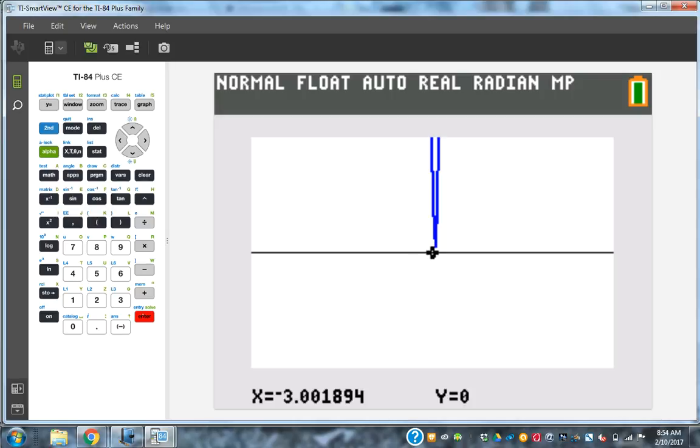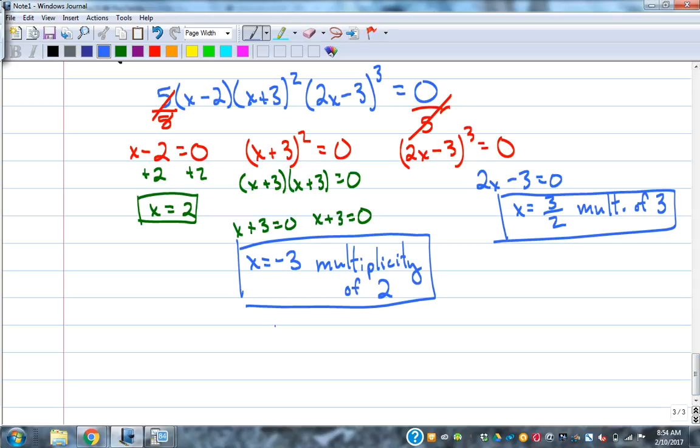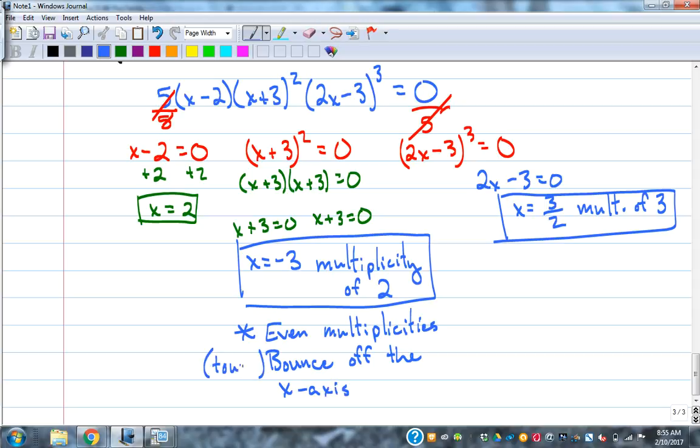The reason it does that is the multiplicity. What's the multiplicity for the x-intercept of -3? The multiplicity of 2. It's an even multiplicity. Even multiplicities bounce. Okay, that's one thing you need to write down. Even multiplicities bounce off the x-axis. I think I call it bounce, but you could say touch.